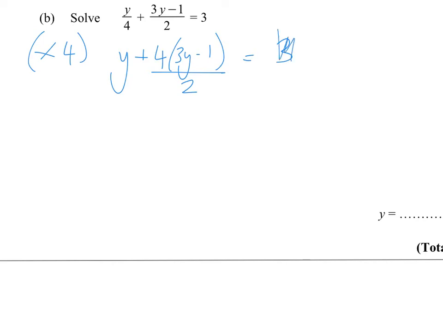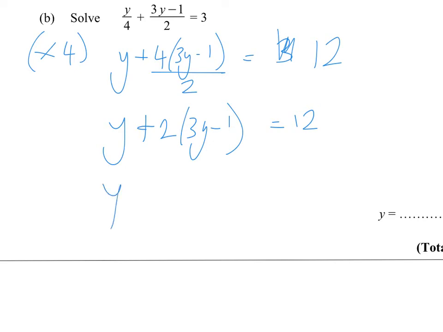Okay, so let's just make that 12. Let's rewrite that. y plus 2 lots of 3y minus 1 equals 12. Expand that bracket. y plus 6y minus 2 equals 12.